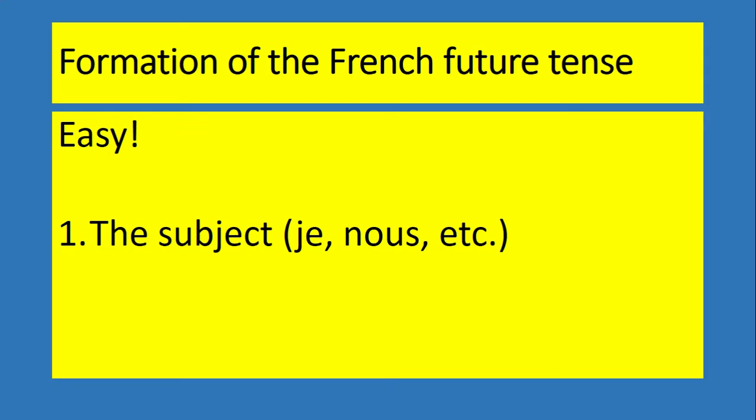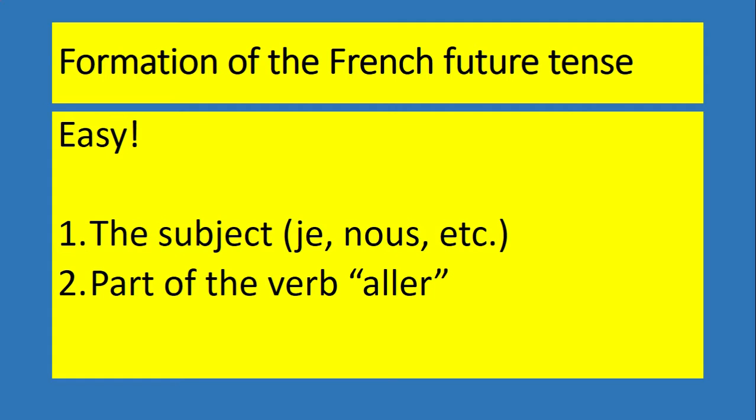So first of all, you need the subject. The subject of the sentence could be je, could be nous, could be I, you, he, she, it, we, you, they, Steve, Gary, Bob, my parents, the car, the tortoise. Could be whatever, but every verb needs a subject. It's unlikely you're going to forget the subject. Secondly, you need part of the verb aller.